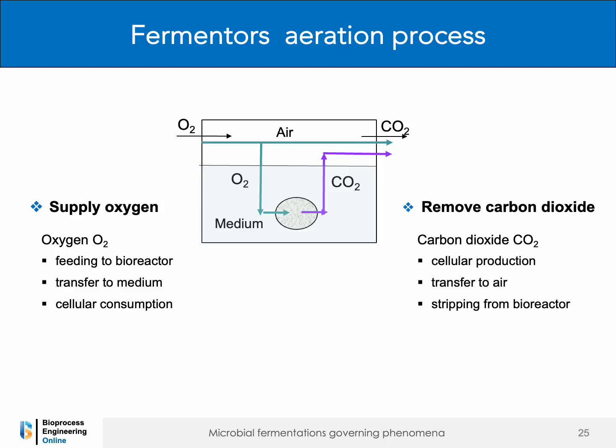Similarly, the removal of carbon dioxide follows a sequential process. The cells in the medium produce carbon dioxide as a metabolic byproduct. The carbon dioxide then transfers from the liquid medium into the air phase. Lastly, the outgoing airflow carries the carbon dioxide out of the fermenter, effectively stripping it from the system.